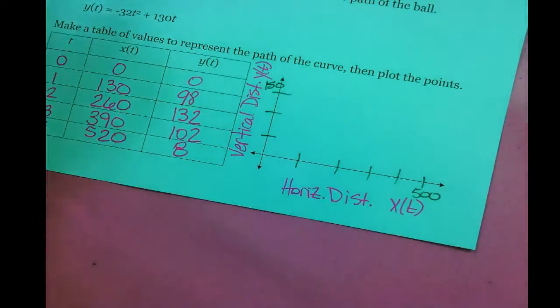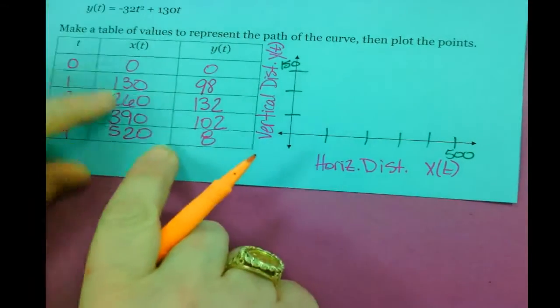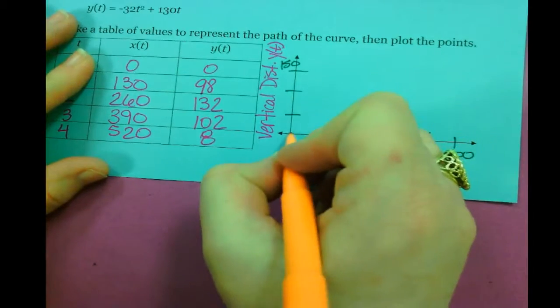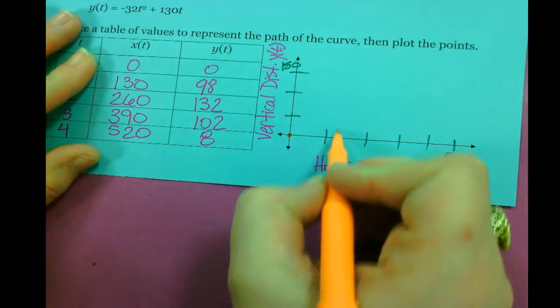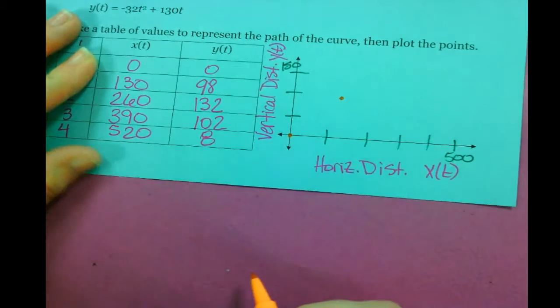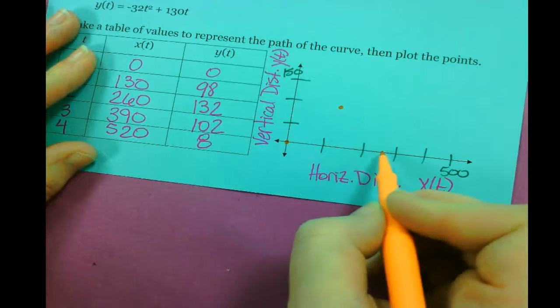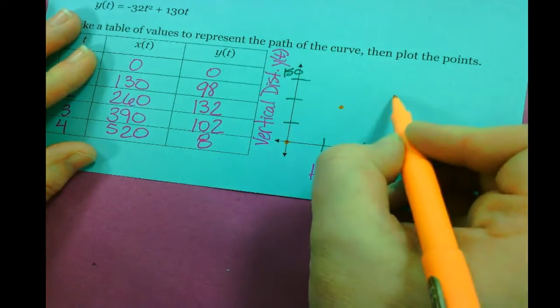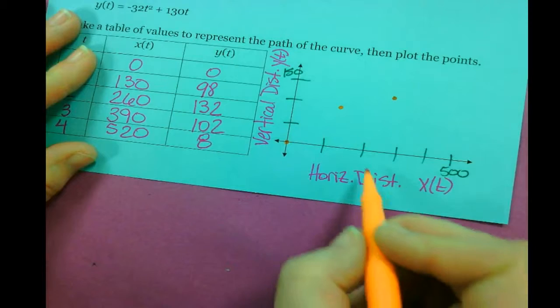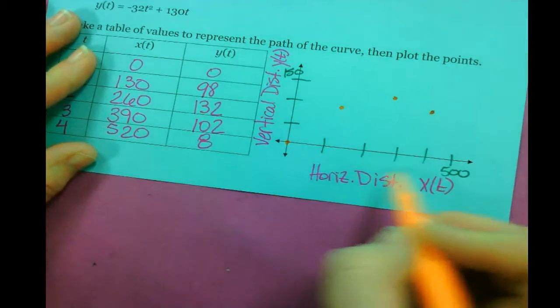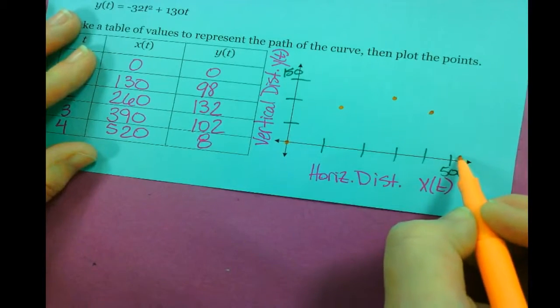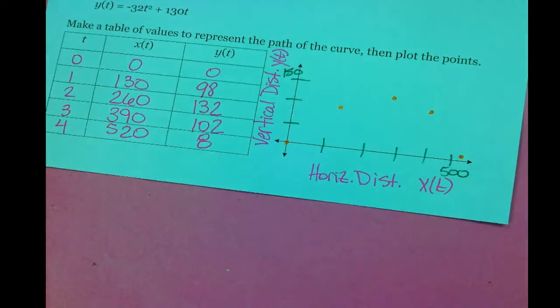So then remember, the t's don't get plotted. It's x of t and y of t. So my first ordered pair is 0, 0. There's a point. My next ordered pair is 130, 98, which would be right about there. Then I go to 260 and 132, 390 and 102, 520 and like 8, something like that. Hopefully yours looks better if your little hash marks are more spaced out than mine.